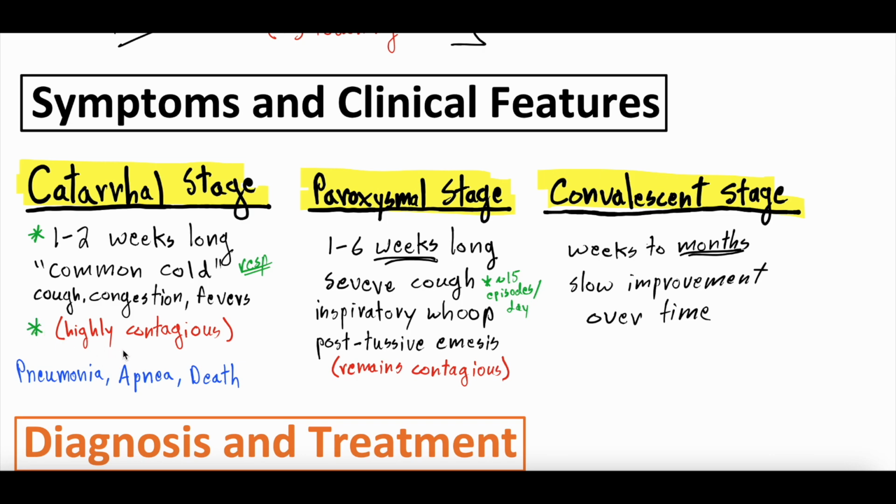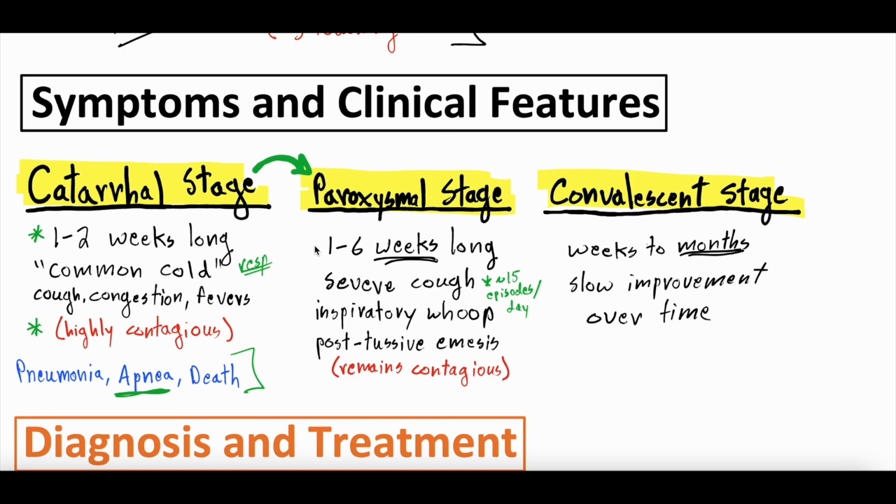This is also a stage where you can start to get really sick, as well as in the paroxysmal stage. And the way you can get really sick is you can get pneumonia. It can cause infants to stop breathing, apnea, and it can lead to death. So young infants, elderly folks, comorbid folks, and pregnant people are at high risk to get very, very sick from pertussis. After the 1 to 2 weeks of the kind of common cold respiratory symptoms, it transitions into what they call the paroxysmal stage.